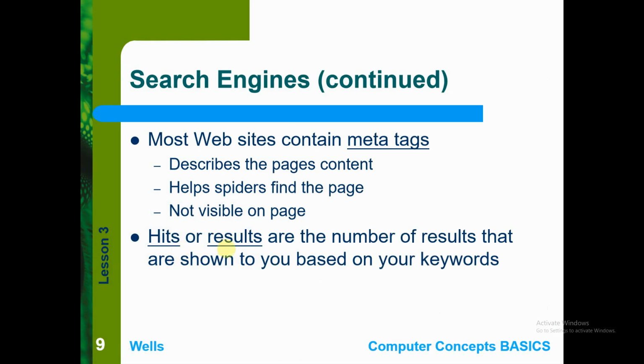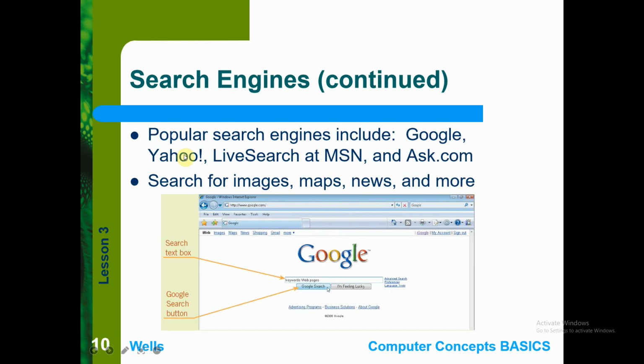Hits or results are the number of results that are shown to you based on keywords. So usually when you use a search engine, you will see thousands or even a million results shown. You can read the first 10 pages, and there is navigation at the bottom showing 1 to 10 or however many search results come out. That is the number of hits, or the results found by the spider bot which are related to your keyword. So you will see now, we had a demo earlier.